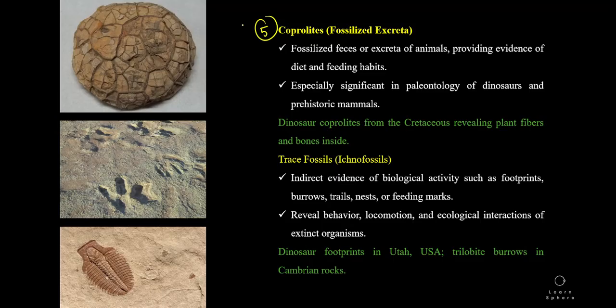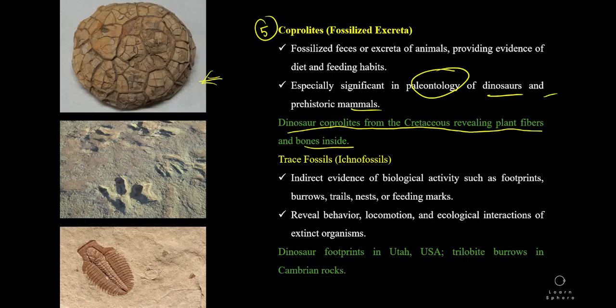Next is coprolites, or fossilized excreta. These are basically the feces or the excreta of animals, providing evidence of their diet and their feeding habits. Clear? Especially significant in the paleontology of dinosaurs and prehistoric mammals. Clear? For example, dinosaur coprolites from the Cretaceous revealing plant fibers and bones inside. Here you can see the excreta of dinosaurs from the Cretaceous period, which shows the plant fibers and bones inside.